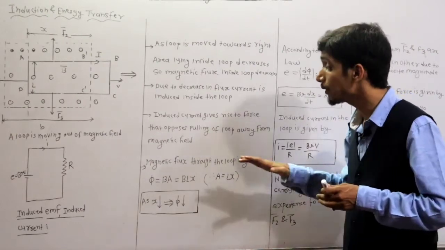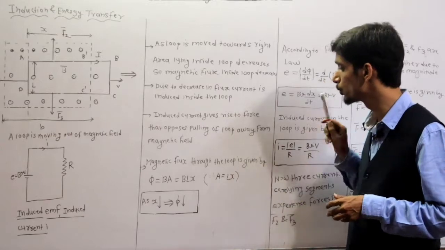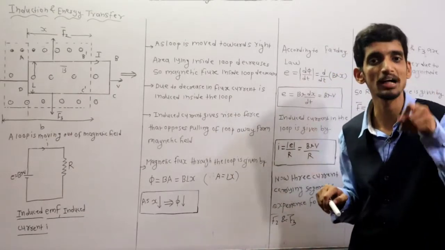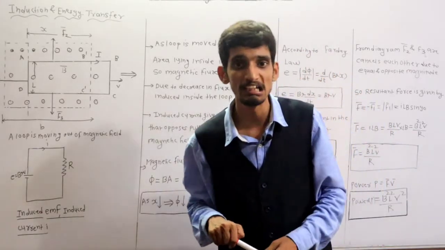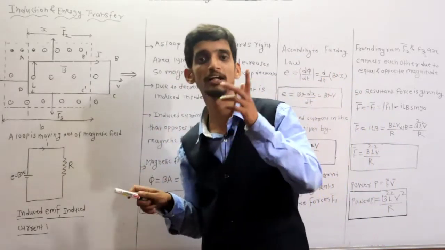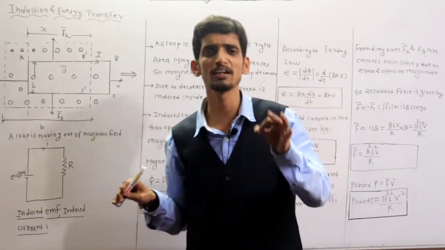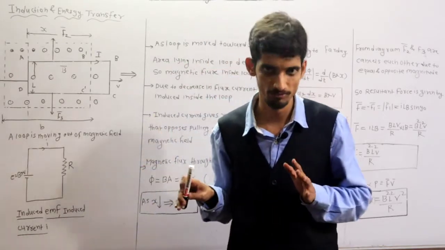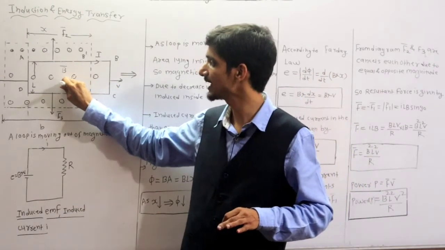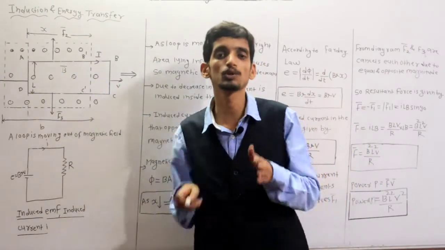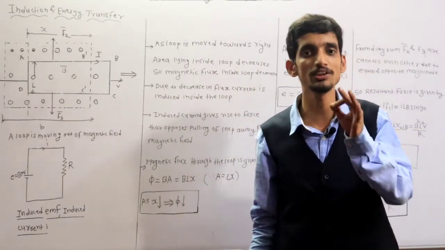Now I am going towards the expressions, the derivation. Magnetic flux through the loop is given by what? What is the formula for magnetic flux? BA cos theta, where theta is the angle between the area vector and the magnetic field. In this case the field is outward and the area vector is outward, both are parallel to each other. So the angle between them is 0. Cos 0 is 1.